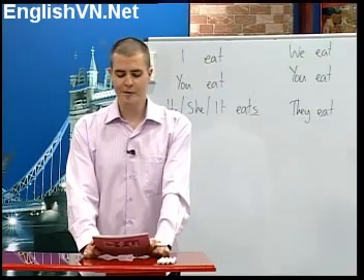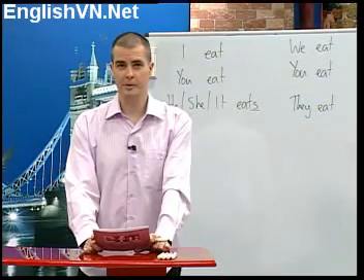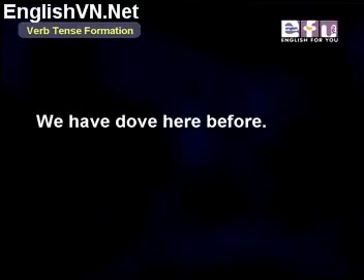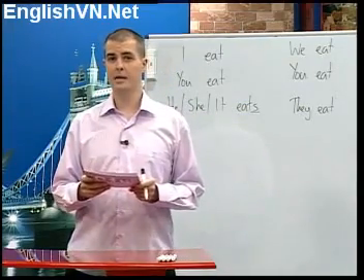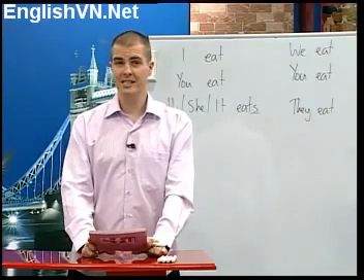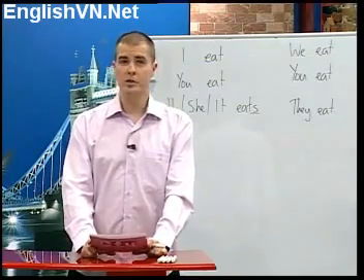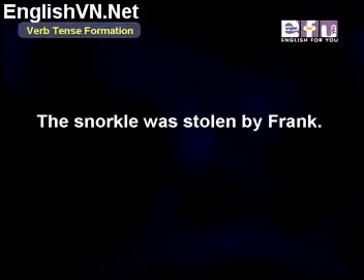To form the present perfect, we use have, has, plus past participle. Here's an example. We have dove here before. To form the past perfect, we use had plus past participle. The coral had disappeared before the divers arrived. To form the passive, we use is or were or was or were plus the past participle. An example, the snorkel was stolen by Frank.